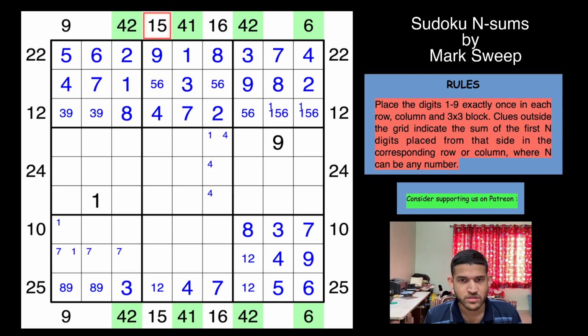Look at this clue. This cannot be 9 and 5. Then you can never reach 15. So this has to be 9 and 6. That will be a 5. So this clue is done.